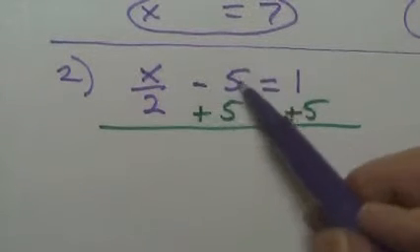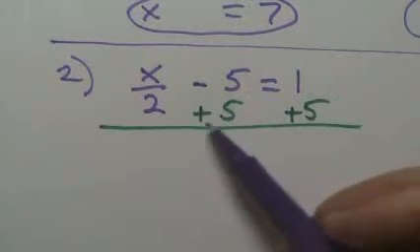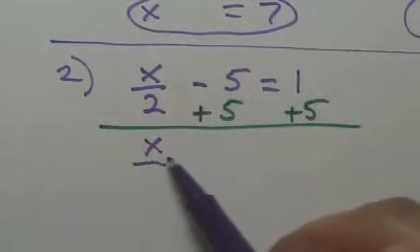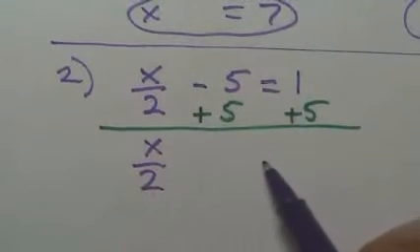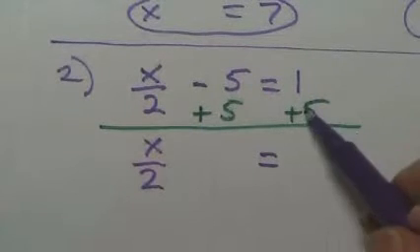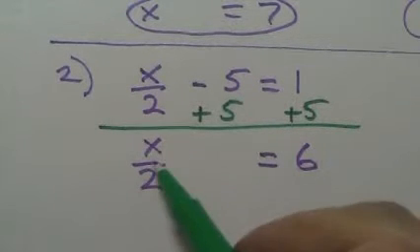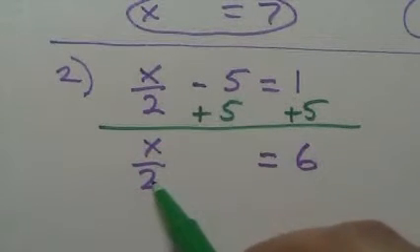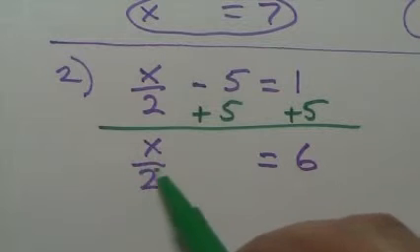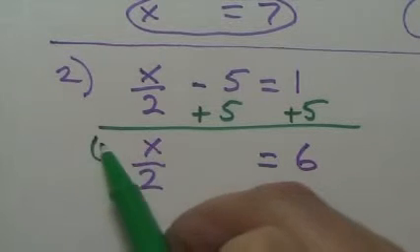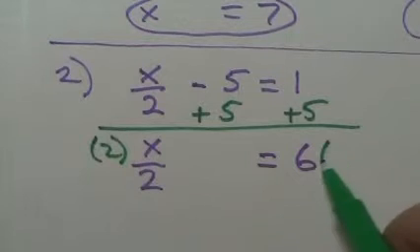So this is gone, right? This is 0. And this leaves me with just x over 2. I'll keep my equals lined up. And then 1 plus 5 is 6. Now I'll take care of multiplying or dividing. Let's see, this is x divided by 2. So the opposite of divide by 2 is multiply by 2. And I need to do that to both sides.